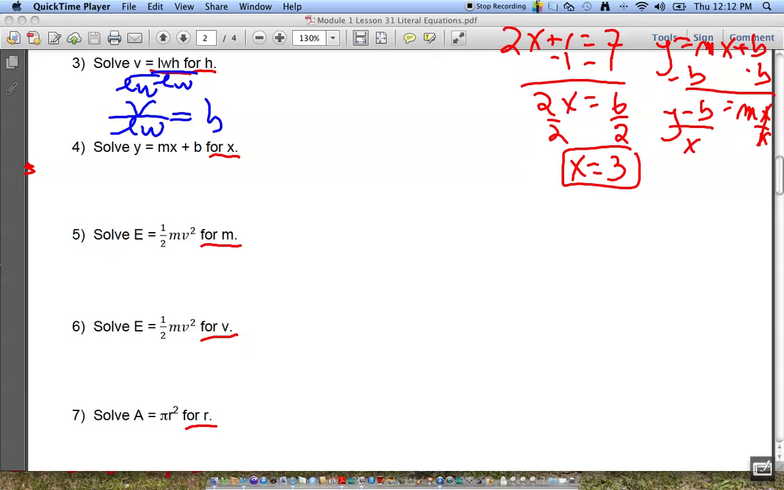When you write this, don't just write V over LW, write V over LW equals H, because we're solving for H. Okay? Try number 4.